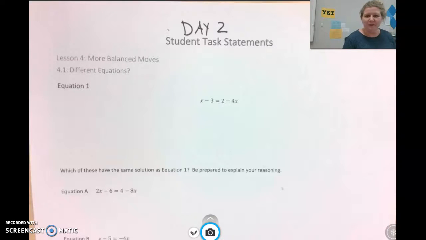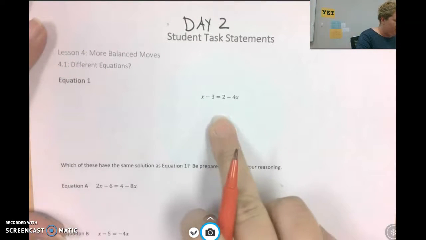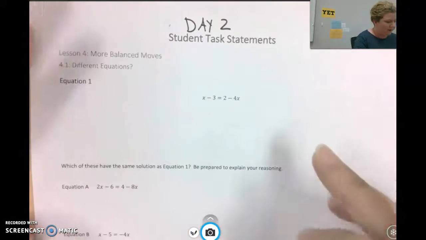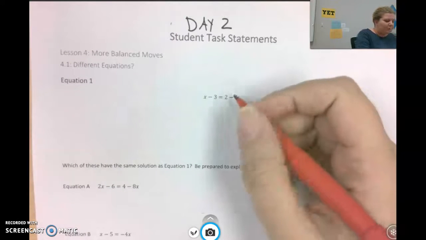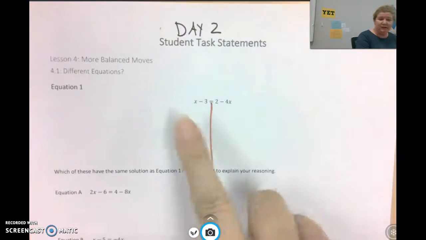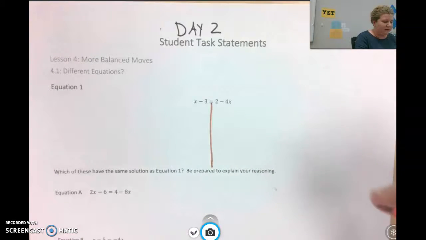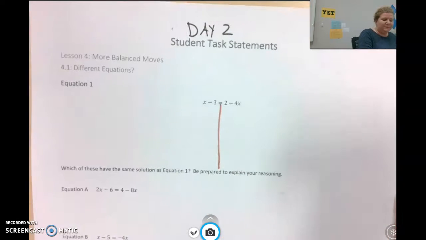Hello. Now we're going to look at day 2 for our honors equations. We have an equation here, and the equations we're working with are going to have variables on both sides, mostly. So, my first goal, since I don't have anything to distribute, is to try to get the variables on the same side.